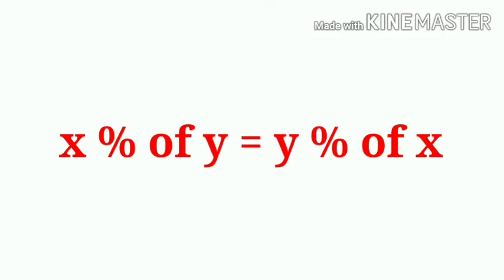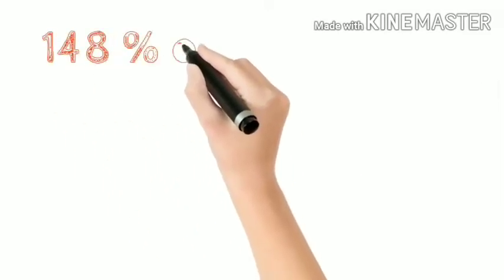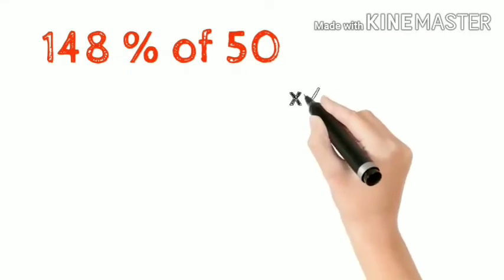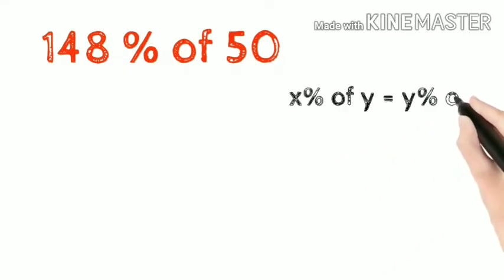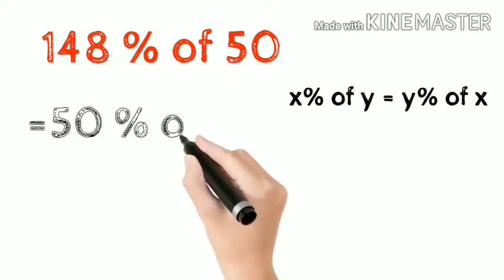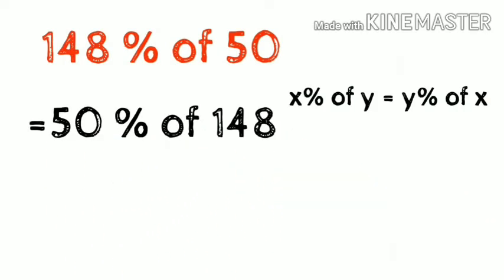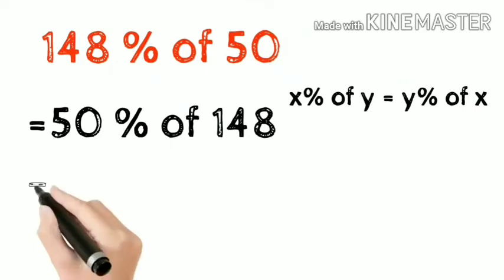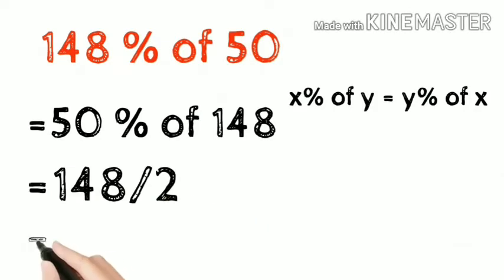By using this condition, we can make some complex problems really easy. Let's have a look. What is 148% of 50? Now by using the condition x% of y equals y% of x, we can write 148% of 50 equals 50% of 148. So 50% of any number is half of that number. In this case, 50% of 148 equals half of 148, which gives us 74.